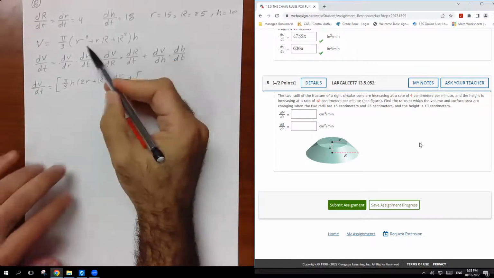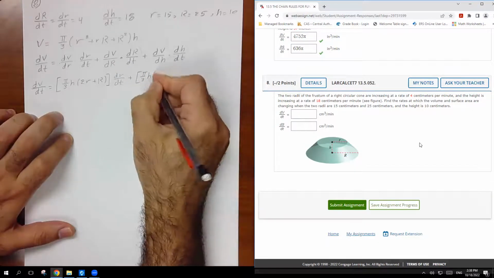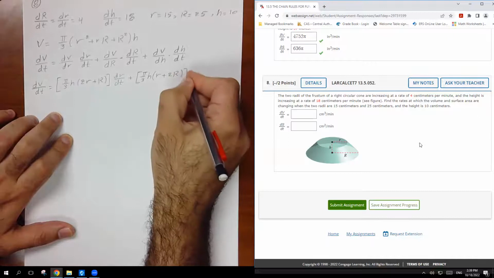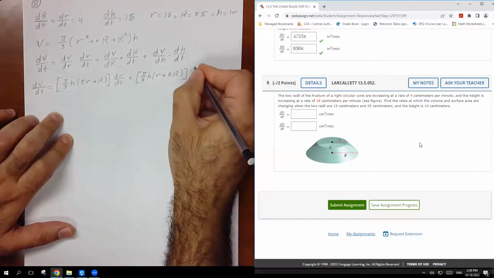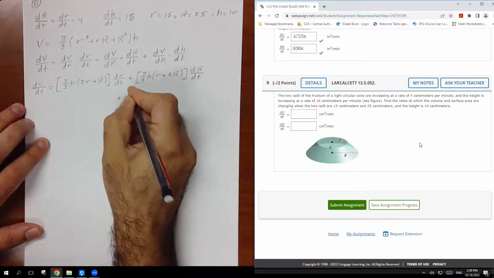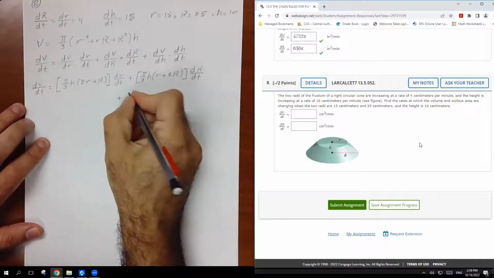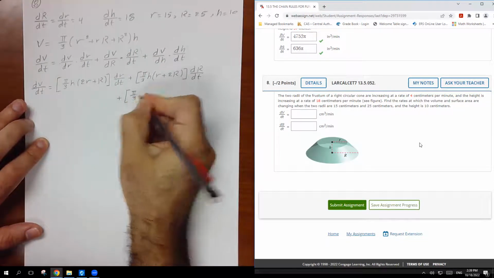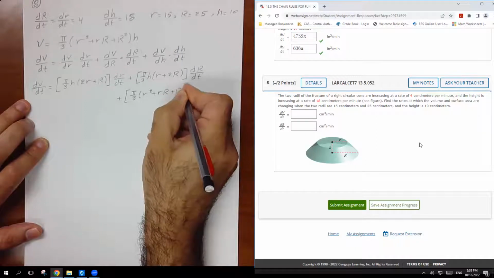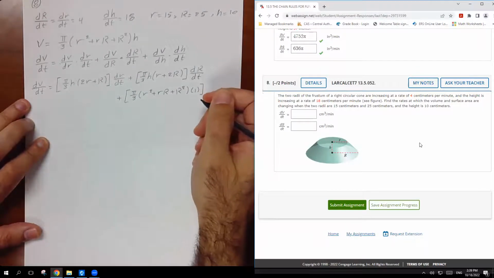Plus the same thing with the second one. Now we need to find the derivative with respect to capital R. So pi over 3 and h are constant, and with respect to capital R it's going to be small r plus 2 capital R, times dR over dt. Then plus the same thing. Now with respect to h, everything here is constant and h gives 1. That means it's going to be pi over 3 times r squared plus r capital R plus capital R squared, times 1, and everything times dh over dt.